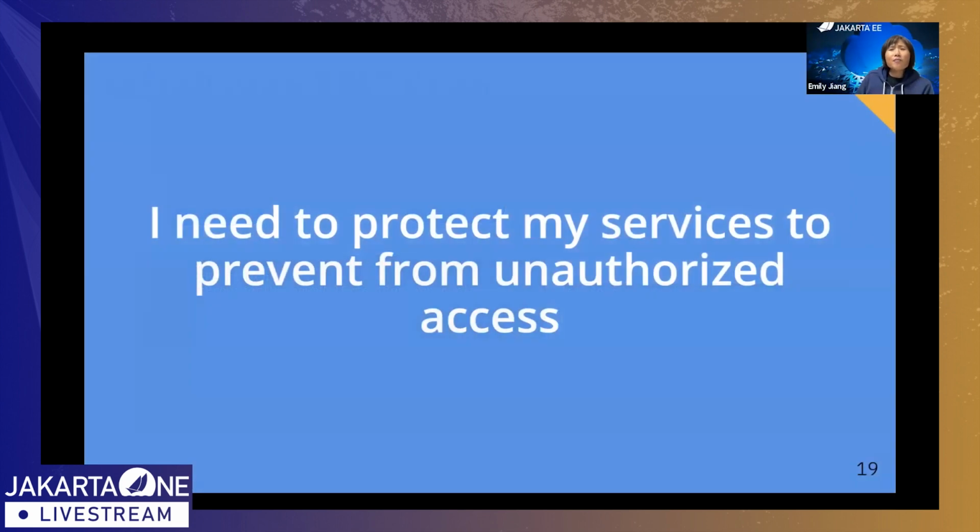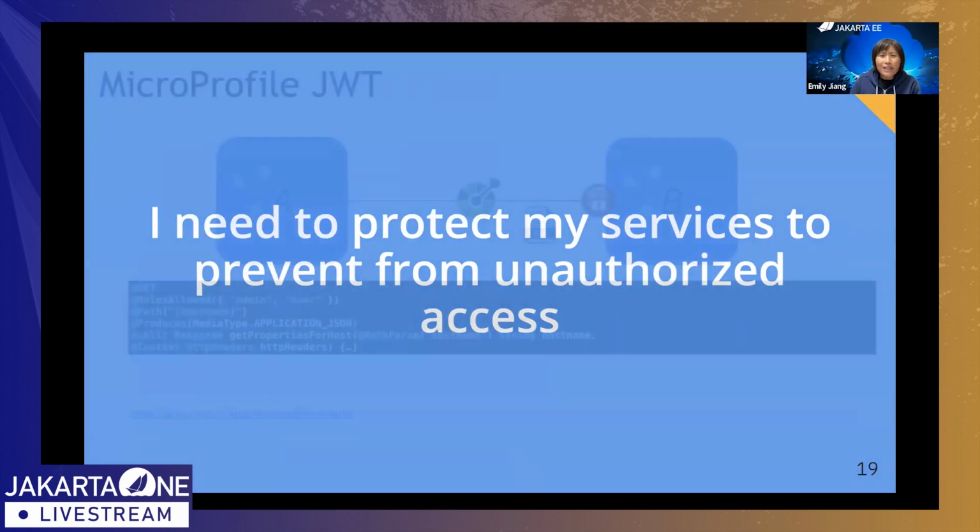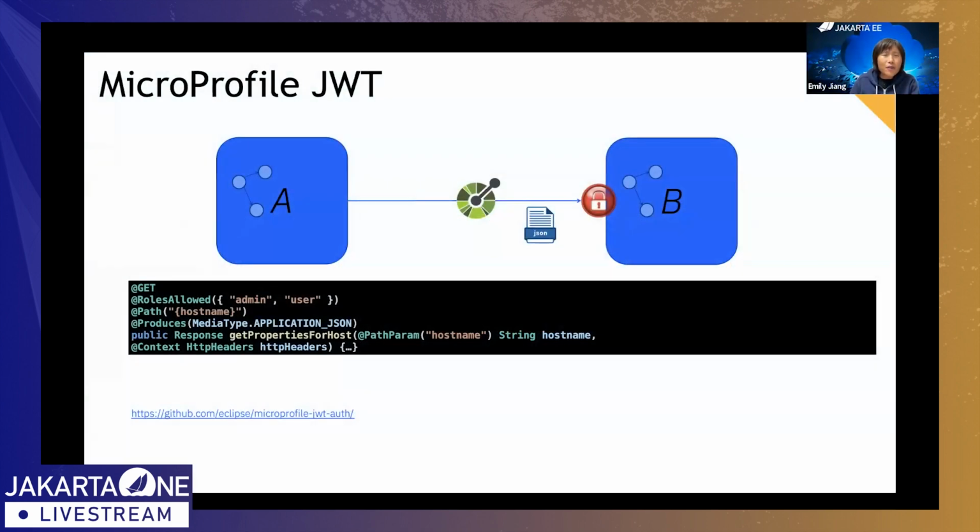So the next thing is, what if you want to protect your service to prevent unauthorized access? MicroProfile JWT basically provides a way to secure your microservices, and also provides a mechanism to pass in the relevant token so that the backend can verify it and grant the correct access rights. To secure microservices, you use the Jakarta annotation called RolesAllowed.